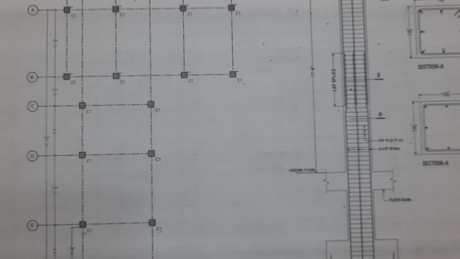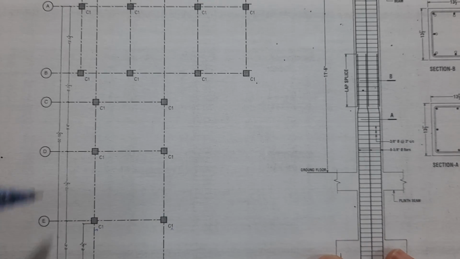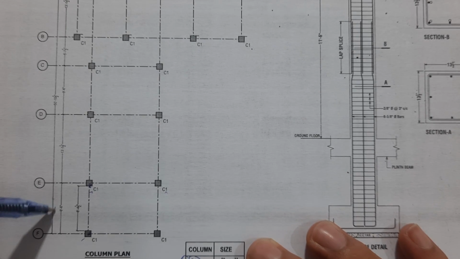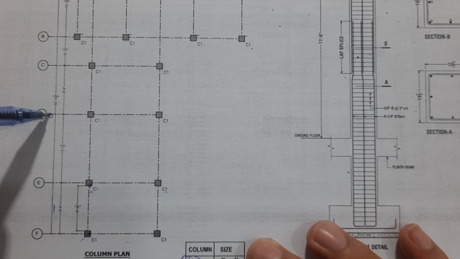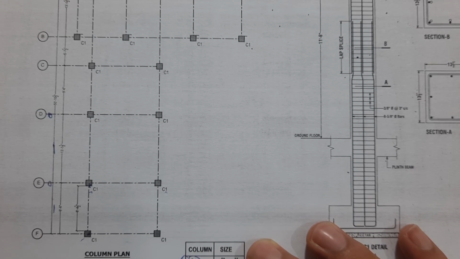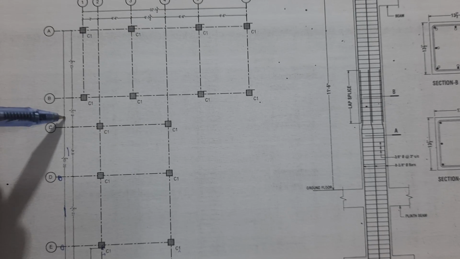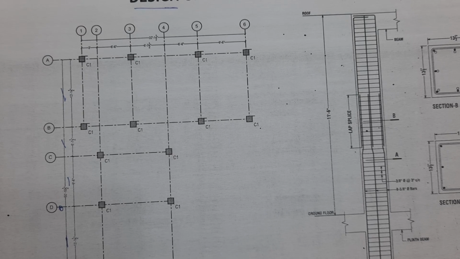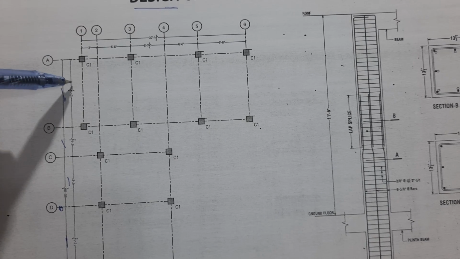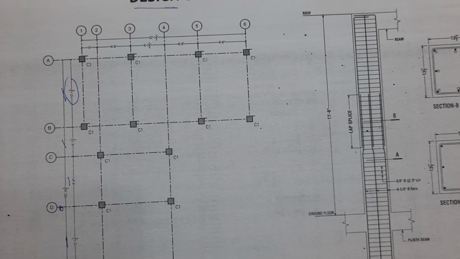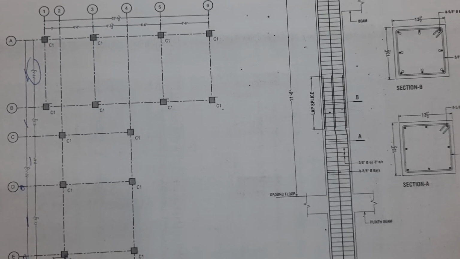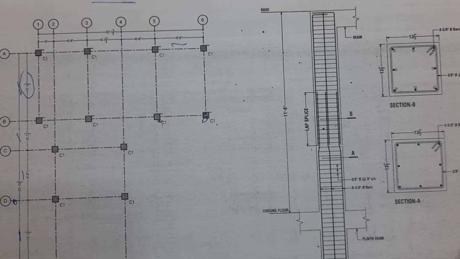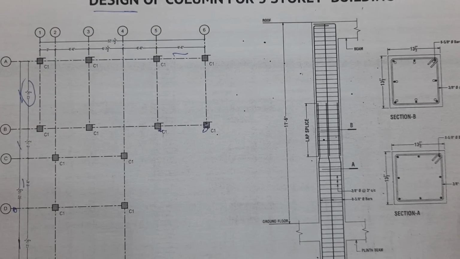You can see these are the columns. The spacing from this C1 to this C1 column is 9 feet 6 inches. On the other side, from this center line to this center line is 13 feet 1.5 inches. The other one is 9 feet 6 inches, the other one is 6 feet 7.5 inches, and the last one is 13 feet 1.5 inches. So the maximum span here is 13 feet 1.5 inches. Between this column and this column the spacing is 9 feet 6 inches, so you can consider that.